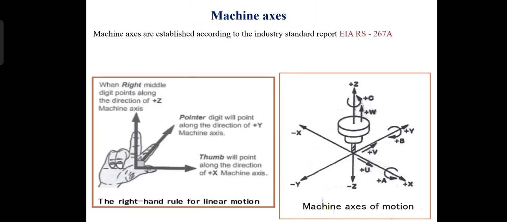These are the machine axes. Machine axes are established according to the industry standard report EIA RS-267-A. Here you can see the right hand rule of linear motion. As you can see, the horizontal axis is the x-axis, the vertical axis is the y-axis, and the inclined axis is the z-axis. And rotation about the c-axis, w table axis, v-axis, b-axis and a-axis is there.